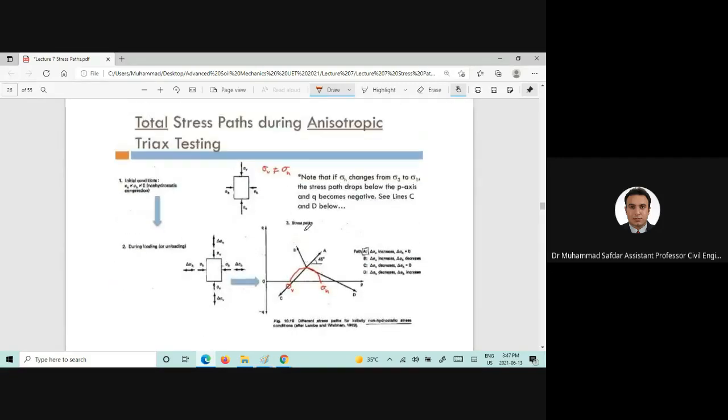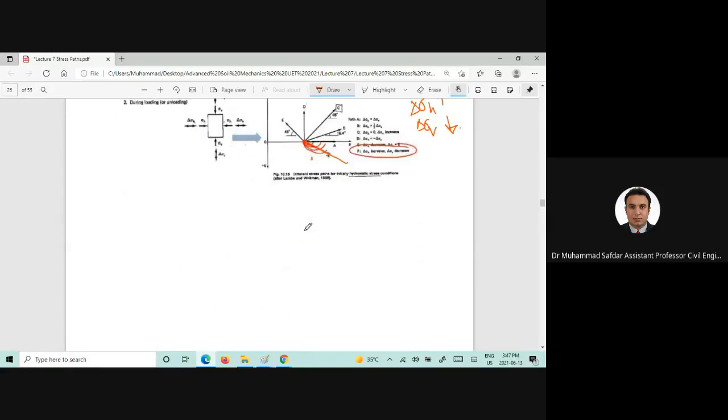Now, till now we were talking about the stress paths. For example, it can go in this direction, or this direction, or this direction. Now you can clearly see that we are starting the shearing stage from the hydrostatic line or the isotropic line.